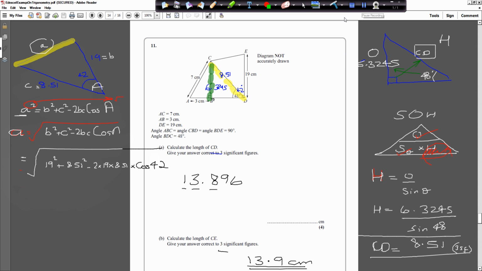Can the answer be 13.90? That would be wrong, because it's 3 significant figures, so you must stop at the 9. That would be incorrect.